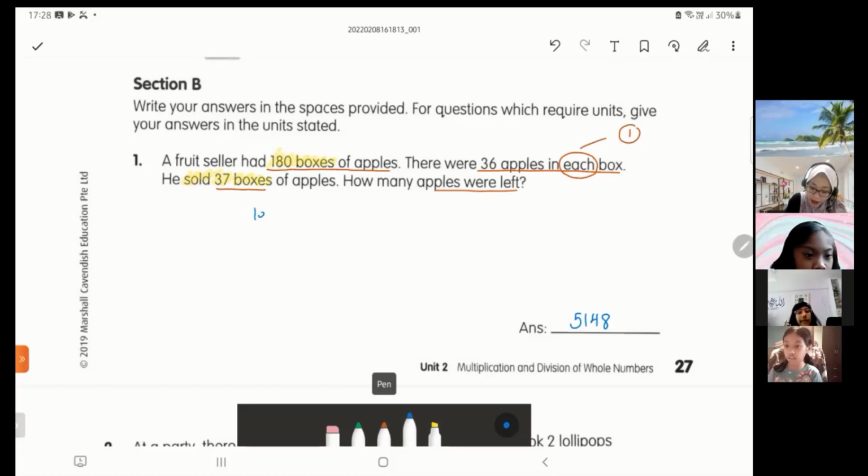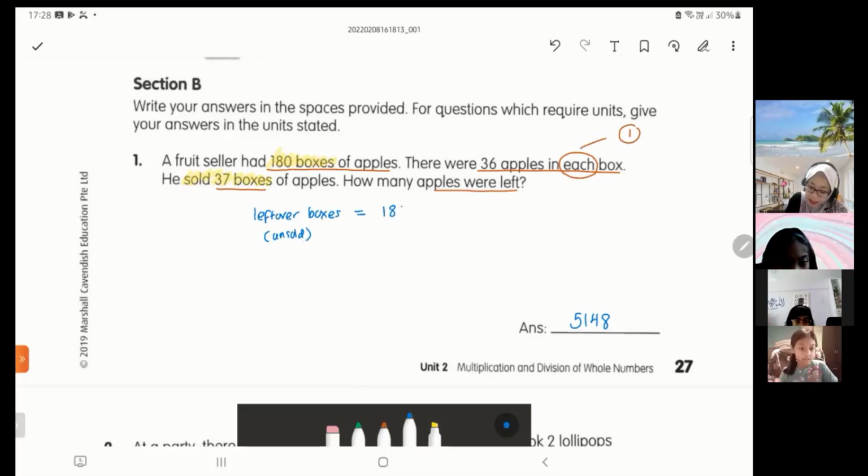Okay, leftover boxes, or we can say unsold boxes, equals 180 take away 37, and then you minus. Okay, when you minus, you get 143 boxes. Now we want to know the number of apples.